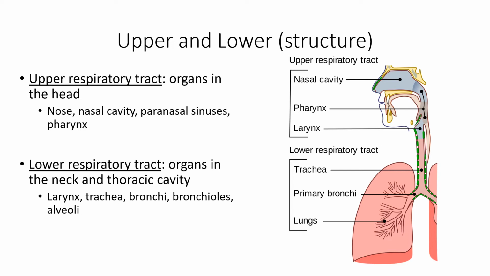The lower respiratory tract is everything that is from the neck down into the thoracic cavity, including the larynx, the trachea, bronchi, bronchioles, and alveoli.